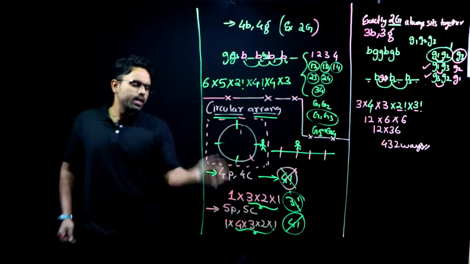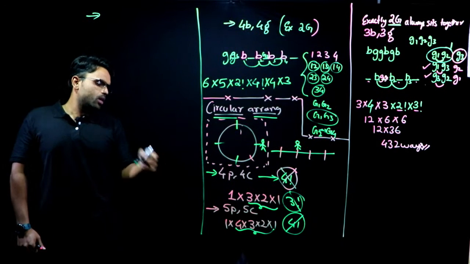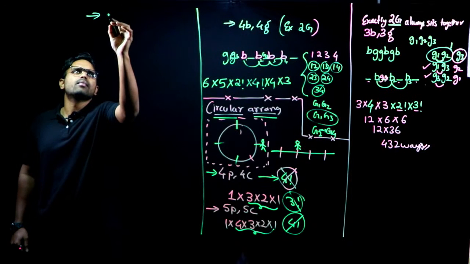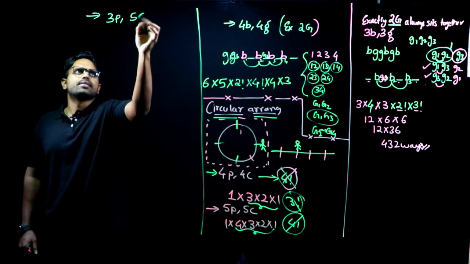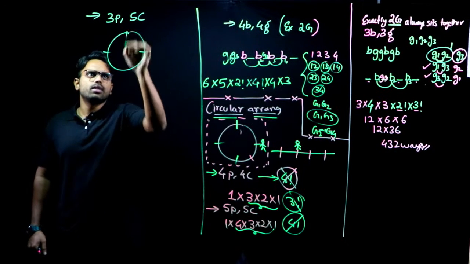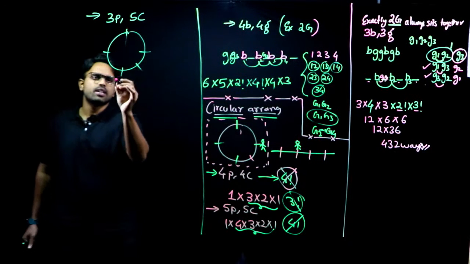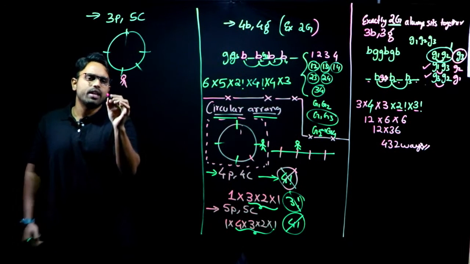Why is it wrong? Let's say I have this time 3 people, 5 chairs. 3 people, 5 chairs. Same circular arrangement. 1, 2, 3, 4, 5. When the first person walks in, how many different ways can he sit? Let's say he sat here, that's the only way he can sit.